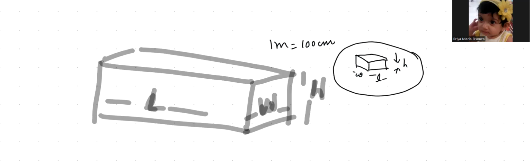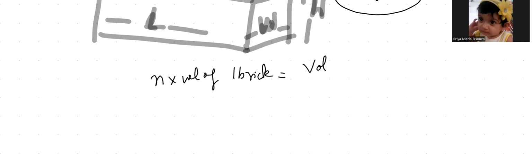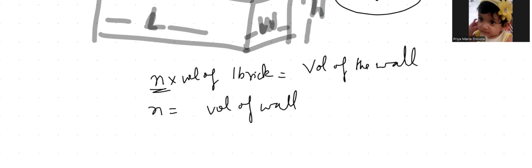I've done a similar sum like that. It would be in your notebook. You can check. So n into the volume of one brick, you can find the volume, right, is equal to the volume of the wall. So in other words, the number of bricks is n here. It will be given by the volume of the wall by the volume of one brick.